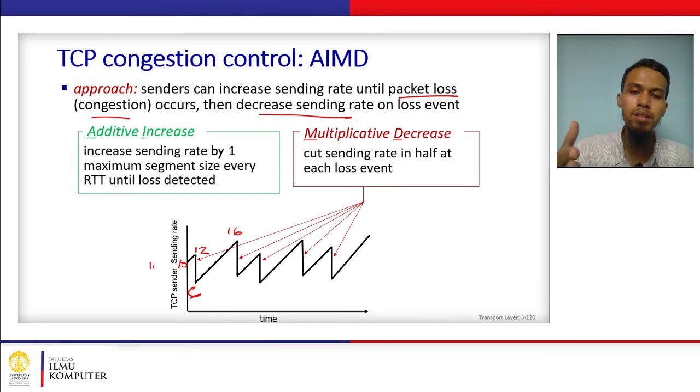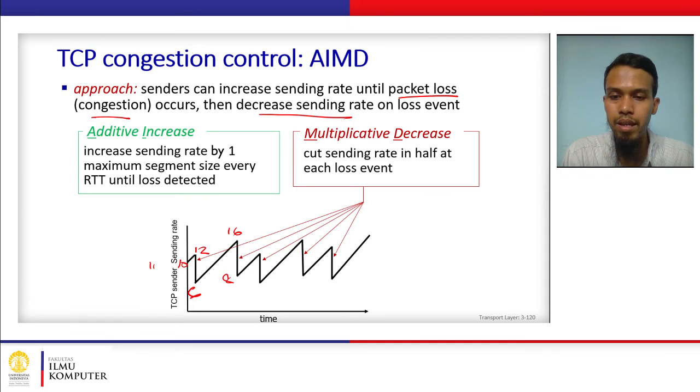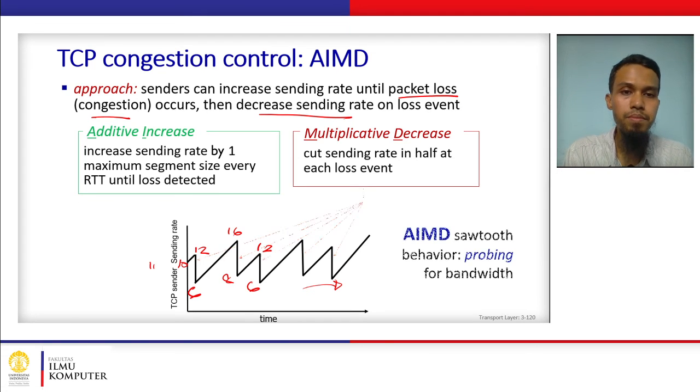Then when the sender sends 16 segments, it detects there is a packet loss, so it cuts the sending rate to half. Then it starts from 8, 9, 10, 11, 12. There is loss, then it starts again from 6, and so on and so forth. So this is what we call additive increase, multiplicative decrease. If we have a look at this graph, it looks like sawtooth behavior, and it's like probing for the bandwidth. We are trying to test how much bandwidth is available in the network by sending the segments slowly, incrementally, one by one.